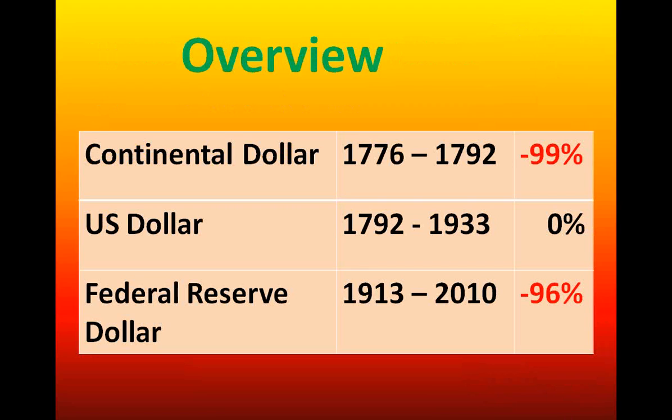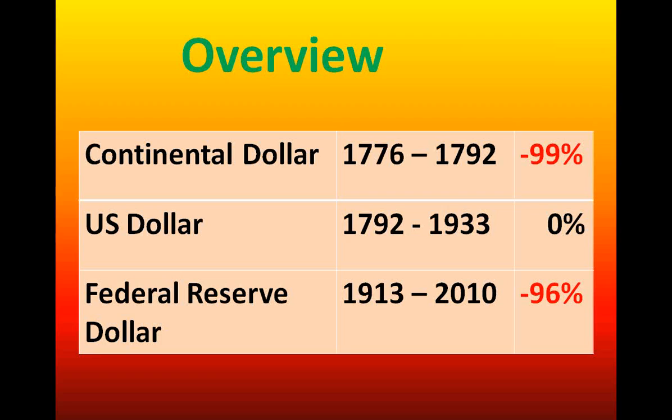The Continental Dollar, the first American currency, 99% depreciation during its 16-year history. The U.S. dollar, 0% depreciation. Remember, in 1791, Thomas Jefferson looks at this situation of the Continental Dollar and says, we have to fix this, so we're going to write in the Constitution that gold and silver are the only legal money. And because of their wisdom, we had a sound system for 140 years until Franklin Roosevelt screwed it up permanently by violating the Constitution that was established by our founding fathers.